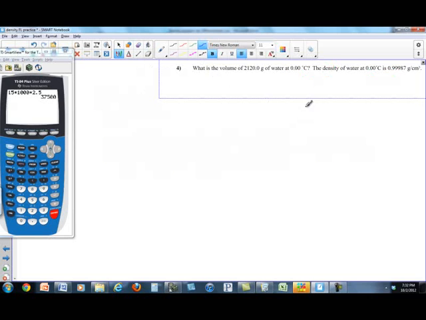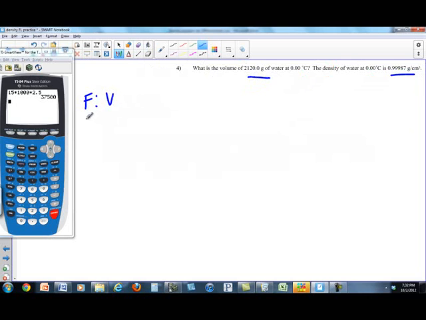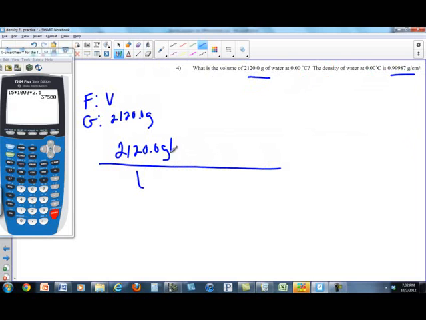What is the volume of this many grams of water if the density is this? Okay, so I'm trying to find volume. Volume of what? Volume of 2120.0 grams. I'm going to start with that given, 2120.0 grams. I put that over 1. I'm going to use a fence post here. So grams, I can use this conversion, right?